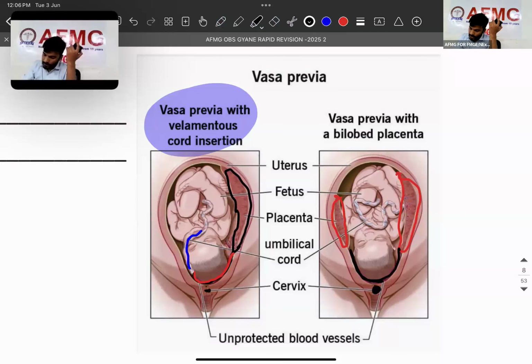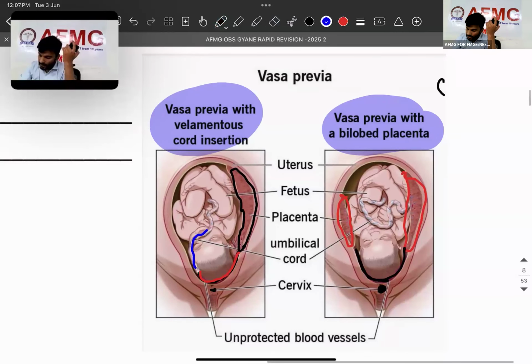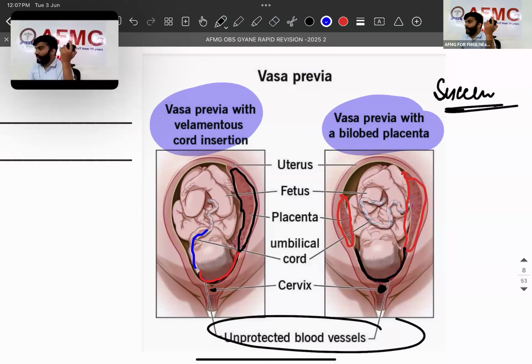Sir, if it is with one lobe, one type, the placenta is a filamentous type of placenta. If it is with a bilobe, the placenta is a succenturiate placenta. Is that clear? Yes. These are the unprotected blood vessels. And when you try to deliver the baby with a normal vaginal delivery, what can happen? Rupture of vessels. Baby will die. So what is the only management? Caesarean section. Is that clear?